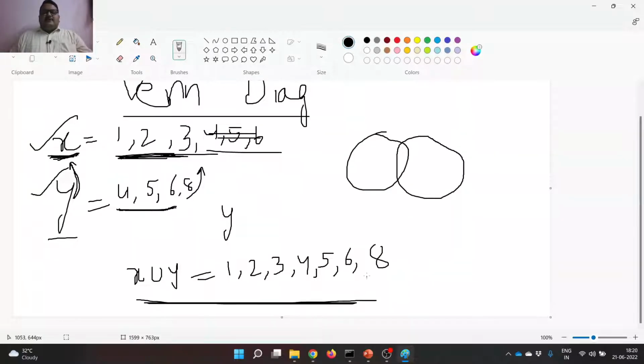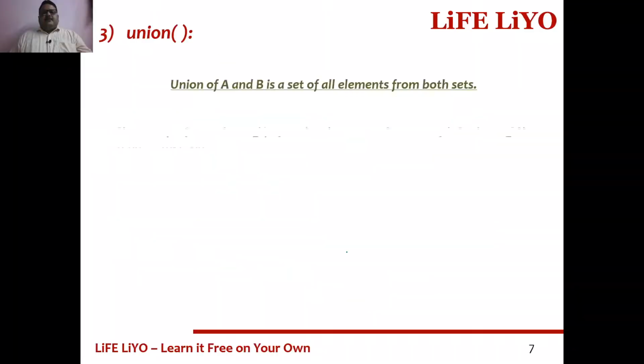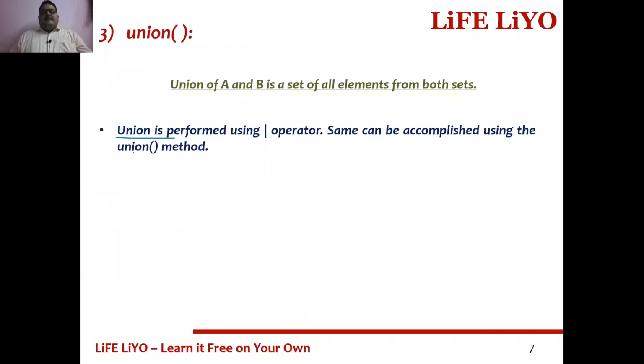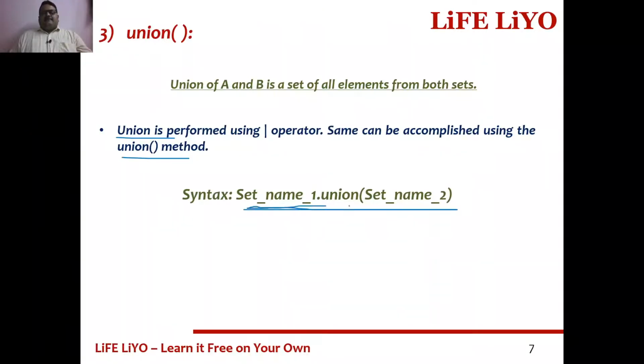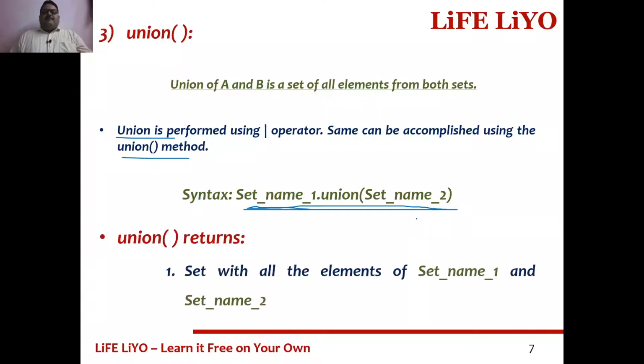For this purpose we have a method in Python called the union method. Syntax is set.union(another set). What is it going to return? Simply the combination of set 1 with set 2, removing the duplicate values.